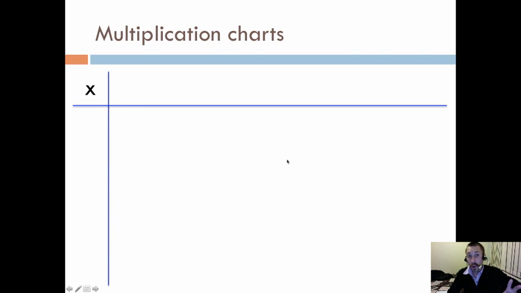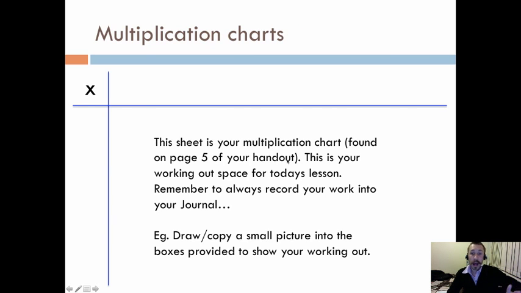Now, as I said before, you've got your multiplication chart, and it's really important that you use this throughout your working out because it will help you in setting out the stuff so that it'll make your life easier in the long run. With your multiplication chart, as I said, it is on page 5 of your handout. So let me just find that for you. Page 5 of your handout.